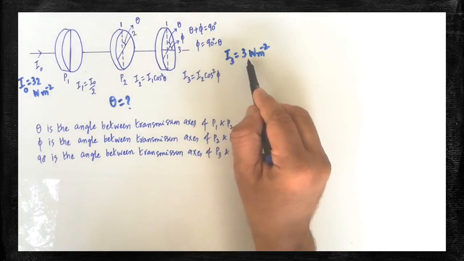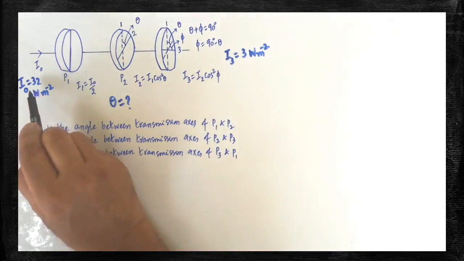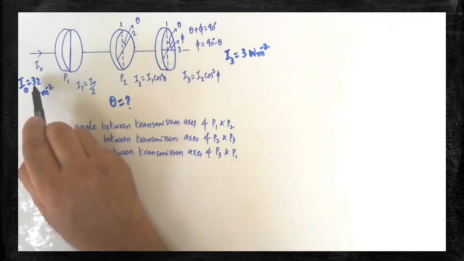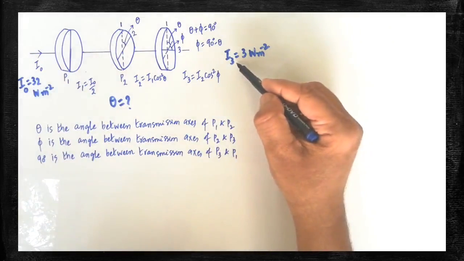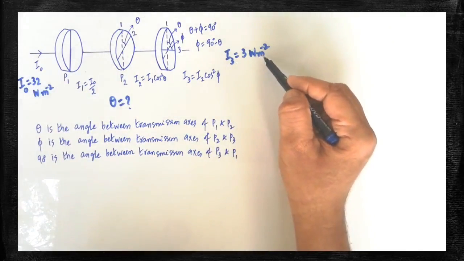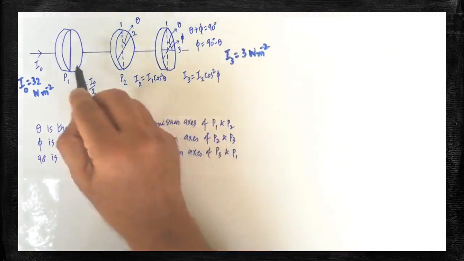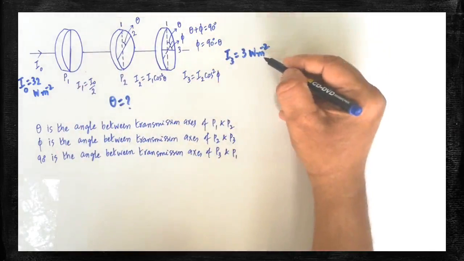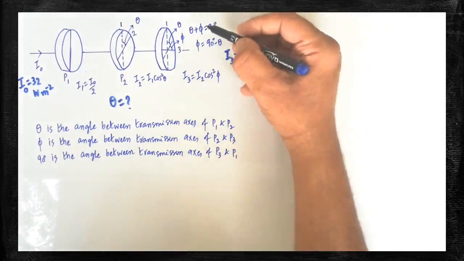the intensity of the outcoming light will become 3 watt meter power of minus 2. Initially, the incident light intensity is 32 watt meter power of minus 2. Finally, it is reduced to 3 watt meter power of minus 2. The outcoming light's intensity after passing through all the three Polaroids is this much. First, you have to understand the angles.